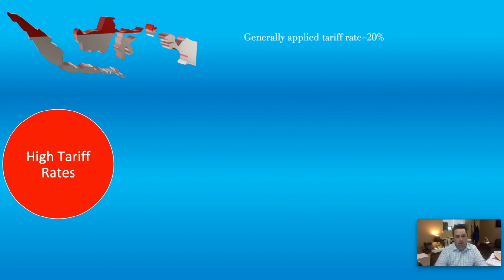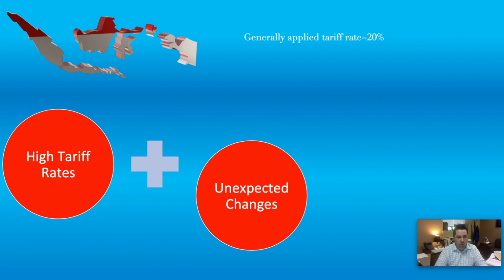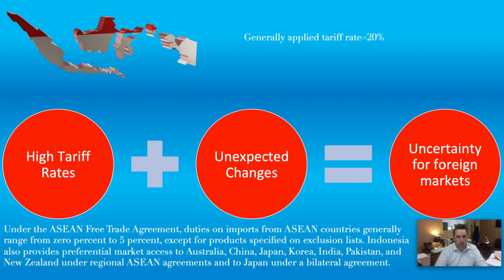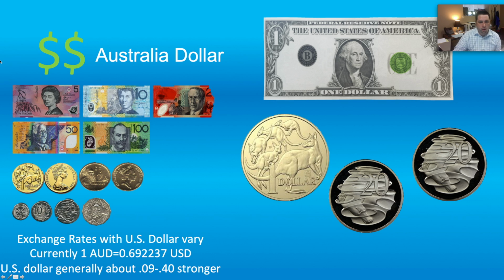The thing you've got to keep in mind with Indonesia is they've got high tariff rates and unexpected changes. That leads to uncertainty in foreign markets. Under the Asian Free Trade Agreement, however, duties for those countries are going to be 0 to 5%. So within the oceanic region, Australia and New Zealand are going to get favorable tariffs, but with the United States, not so much.